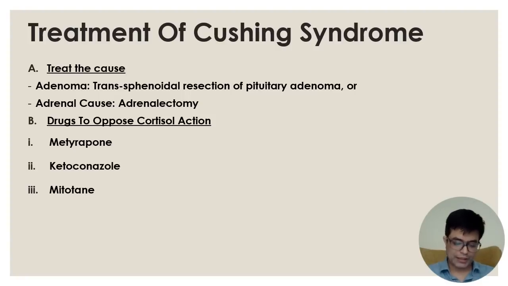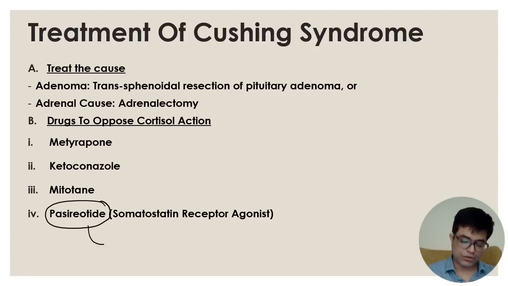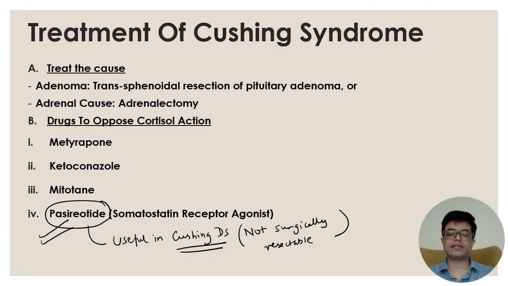And fourth will be pasireotide, which is a somatostatin receptor agonist, and this is the drug which is useful in Cushing disease. What is Cushing disease? The pituitary tumor which is causing disease, which is not surgically resectable. So if the tumor is not surgically resectable and it is causing Cushing disease, then pasireotide, which is a somatostatin receptor agonist, can be used in such patients.